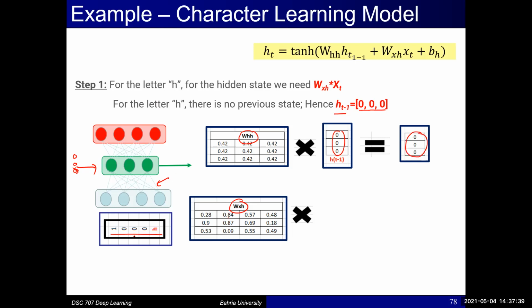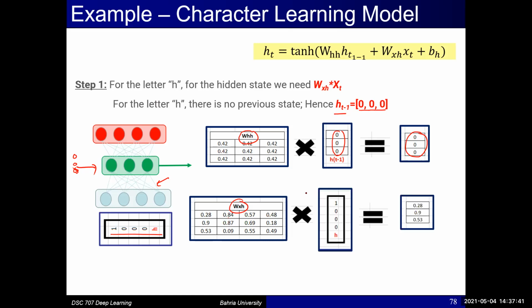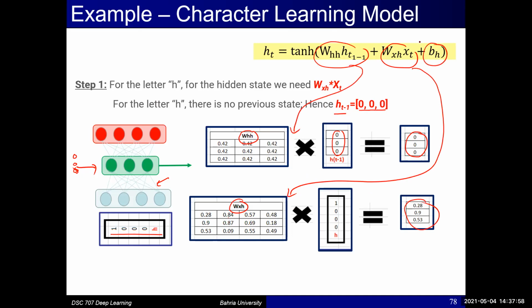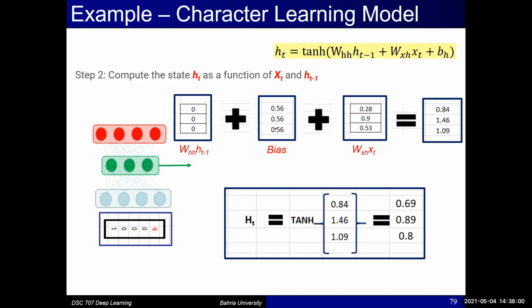Then we multiply this input, which is h, with this matrix, and we get this. So we have computed this, which is actually this thing. Now what we need to do is add the bias. We also have the bias. So we add all of these three together, we get this. Then we apply the activation function. So I apply the activation function, I get these three values.